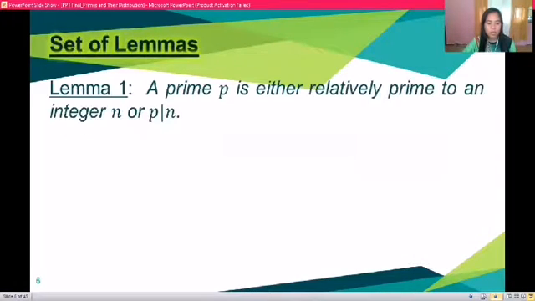Now, let's start our discussion with a set of lemmas that we'll be using to prove the fundamental theorem of arithmetic later on. Are you ready? Okay, let's do this. Lemma 1: a prime p is either relatively prime to an integer n or p divides n.